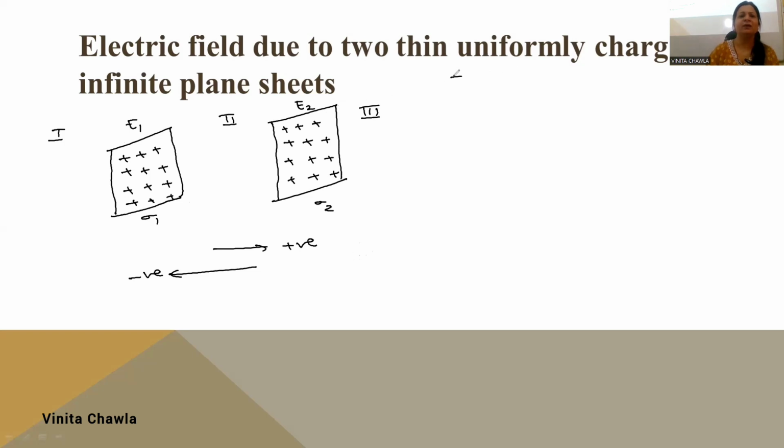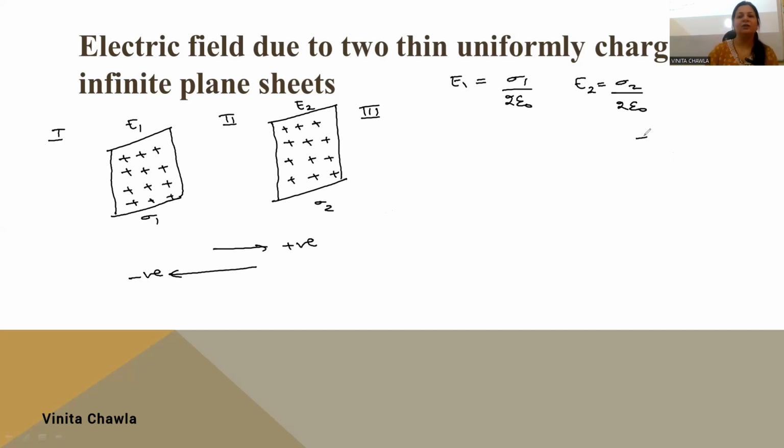So we can write E1 as, what is the formula? For a plane sheet of charge, we have the formula sigma upon 2 epsilon naught. So for the first plane sheet, its surface charge density is sigma 1 and electric field intensity is E1. So we can write E1 as sigma 1 upon 2 epsilon naught. Similarly, for the second sheet, we can write E2 as sigma 2 upon 2 epsilon naught. Any doubt?